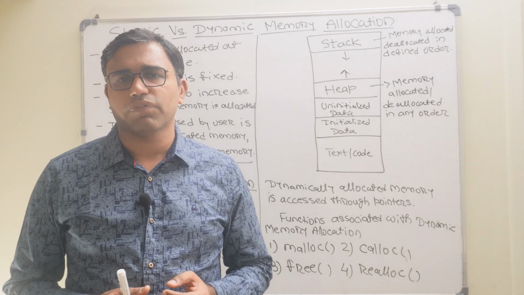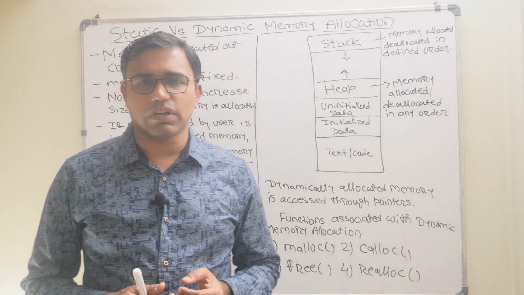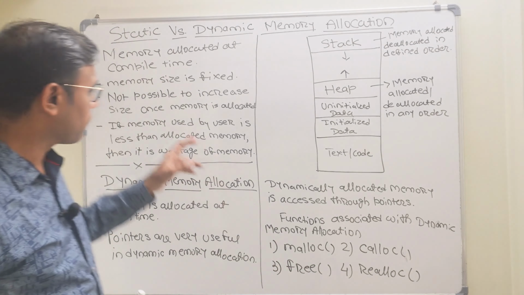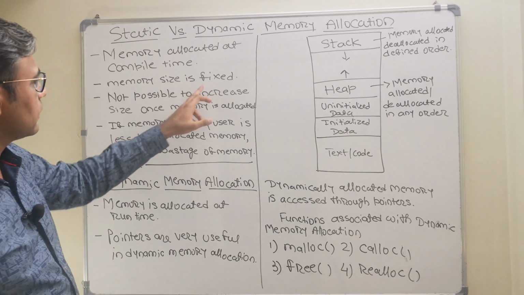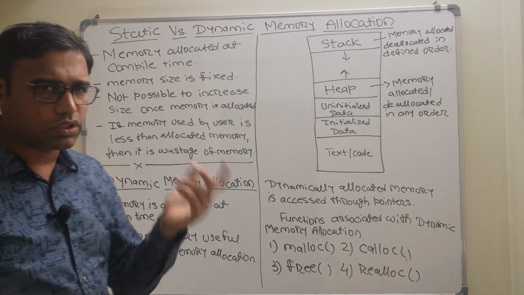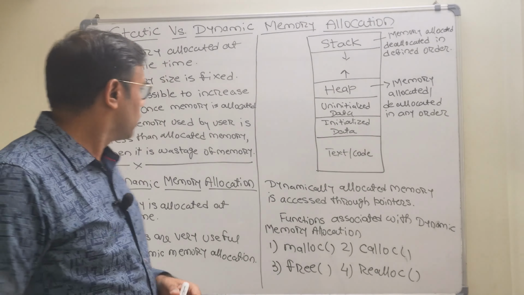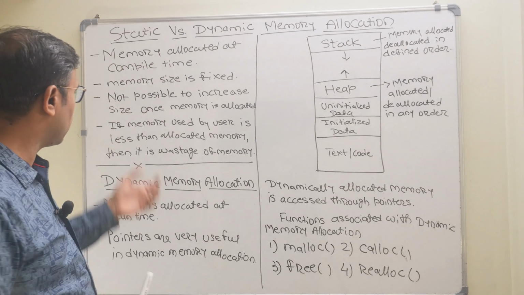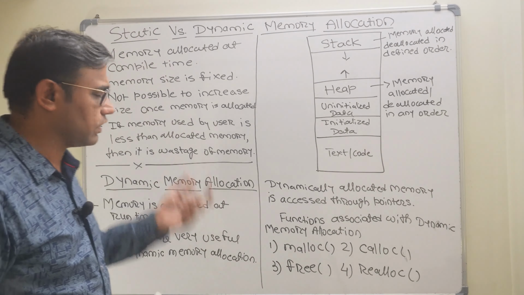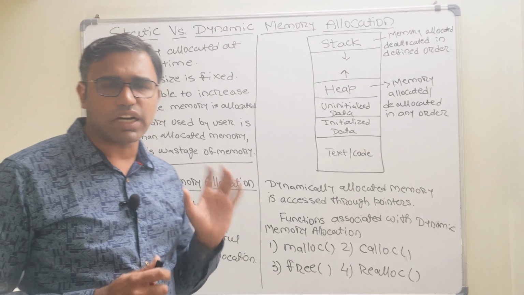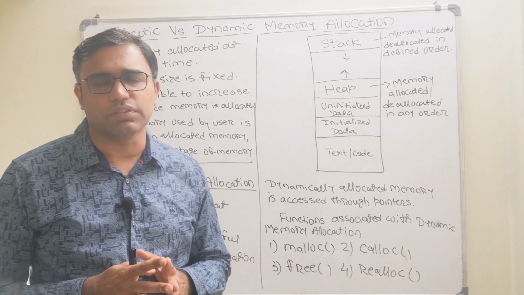increase the size of the memory allocation in static way. So this is the biggest disadvantage. So here it is written: memory size is fixed and not possible to increase or decrease the size of the memory once it is allocated, and if the memory size used by the user is less than the allocated memory, then it is wastage. So this is the disadvantage of static memory allocation.